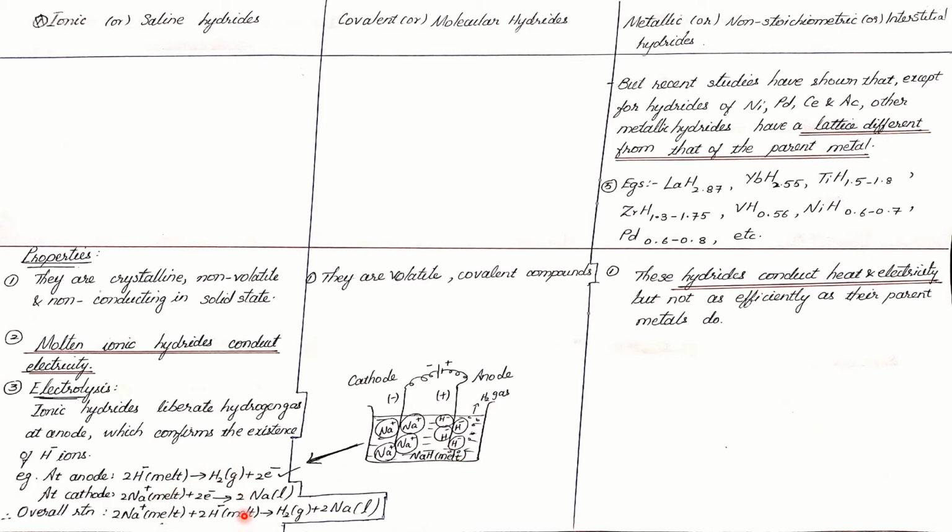Now, what about the properties of covalent hydrides? They are volatile compounds. If you take metallic hydrides, they conduct heat and electricity, but not as efficiently as their parent metals do. So, which hydrides do not conduct electricity? Ionic hydrides do not conduct electricity. And which hydrides conduct heat? Metallic hydrides conduct heat. They also conduct electricity.